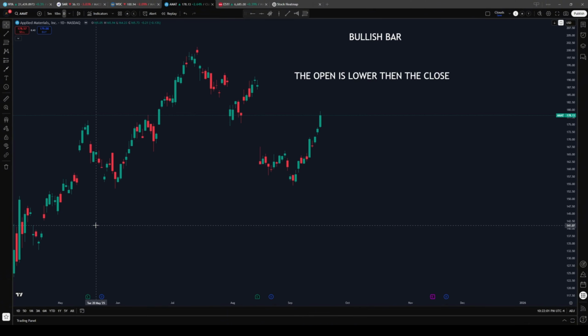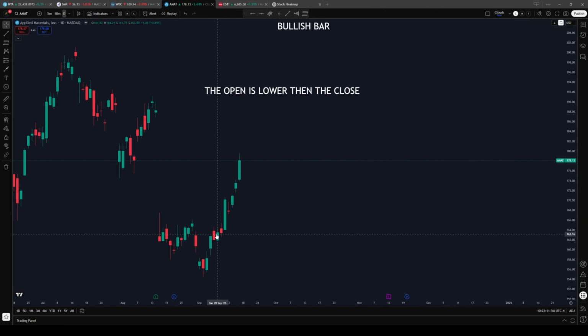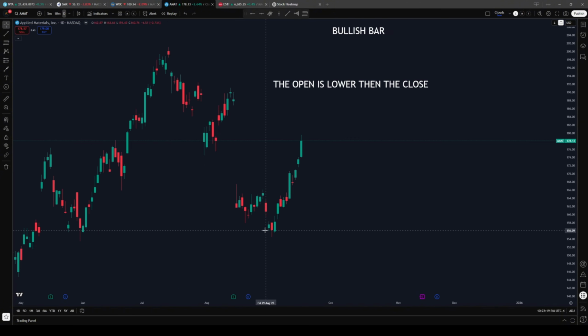All right, let's get into some patterns so that we can actually make money from these things. The first is a bullish bar. All this means is that the open is lower than the close. We look down here, this candle opened down here, closed up here. Bullish bar, stock continues higher. Same thing over here, opens down here, closes up here. The open is lower than the close. Bullish bar, stock continues to push higher. It's pretty simple stuff, but sometimes the easiest money can be made off the simple things.